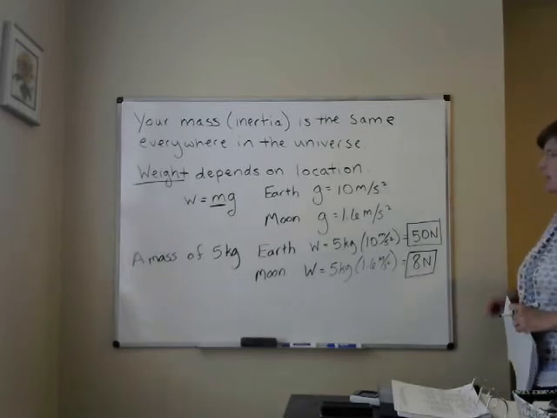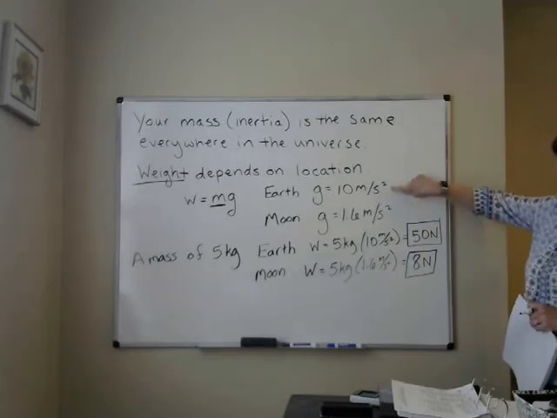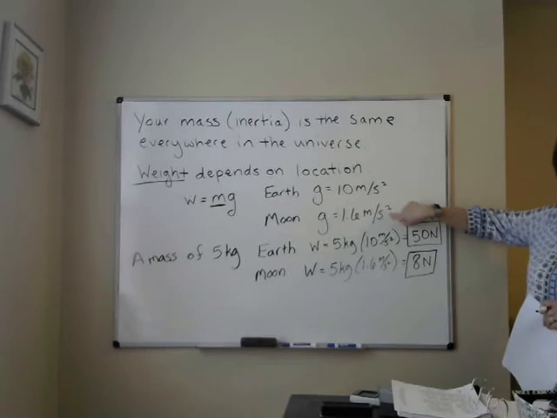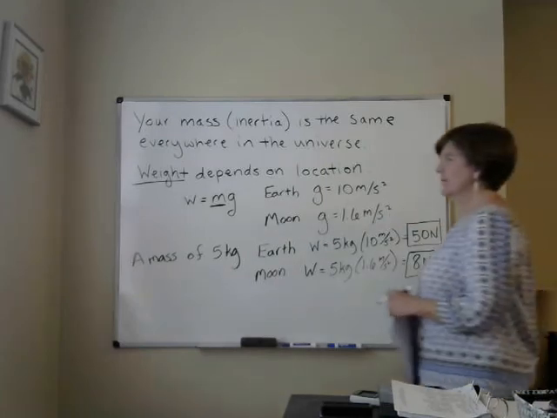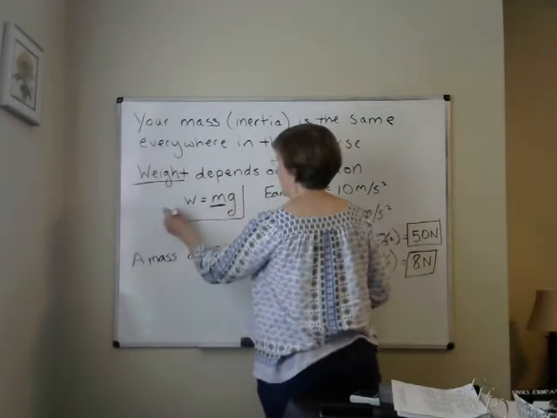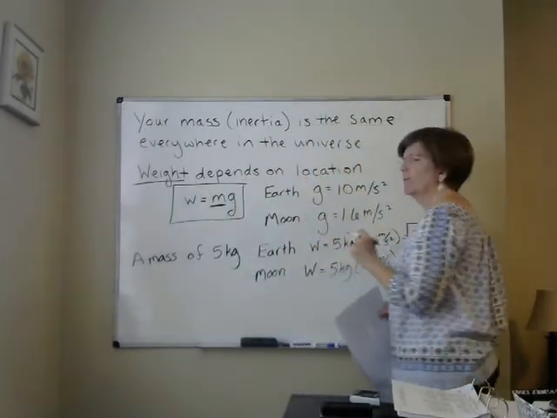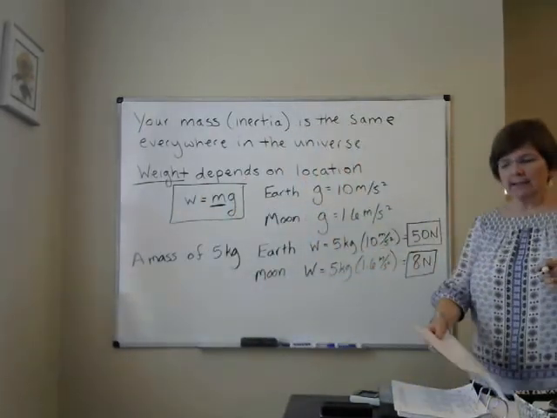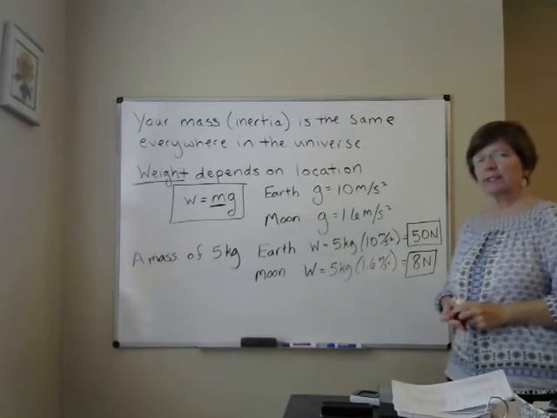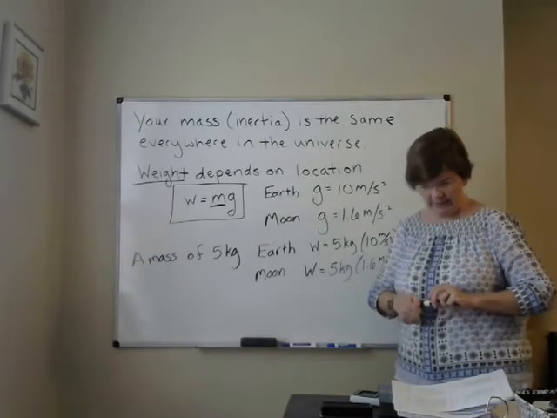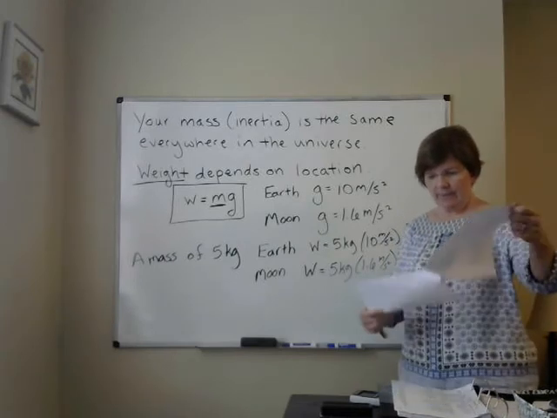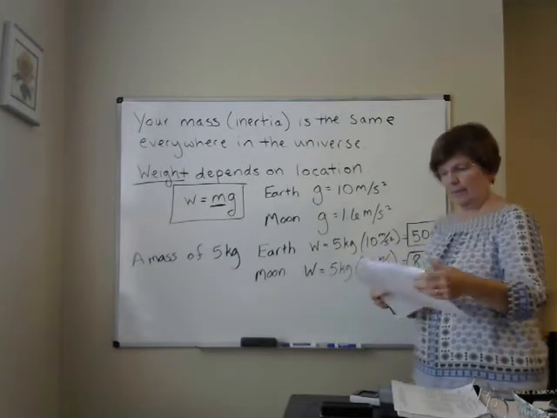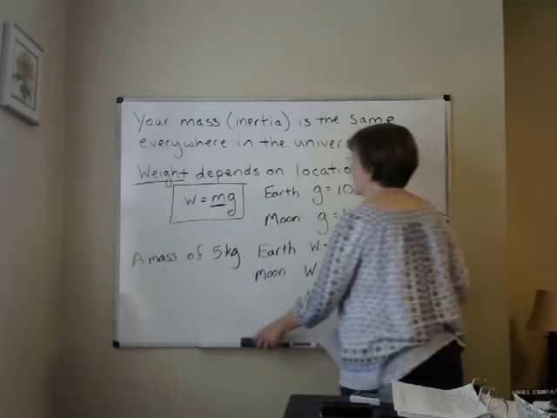So, there's our acceleration due to gravity. If you have to know it for some other planet or location, I would tell it to you. That's your formula for weight. Weight is mass times g, mass times acceleration due to gravity. Okay.